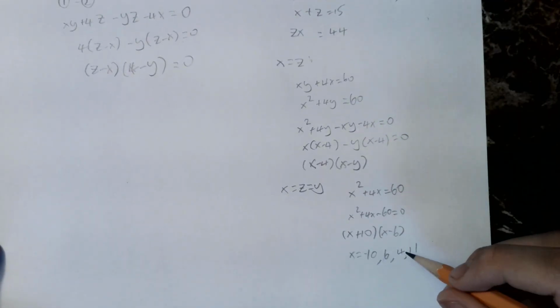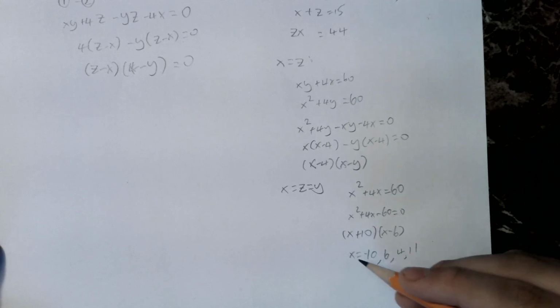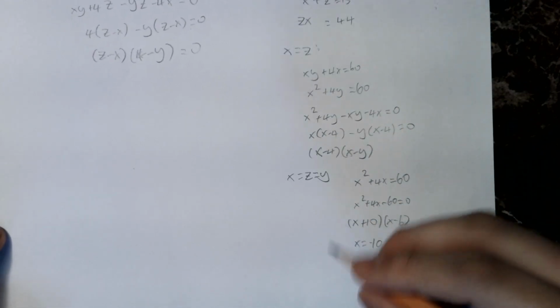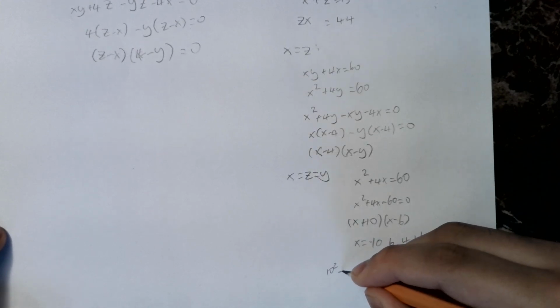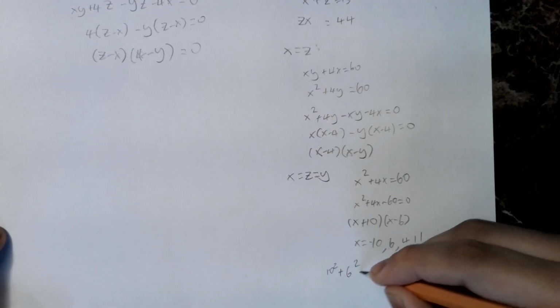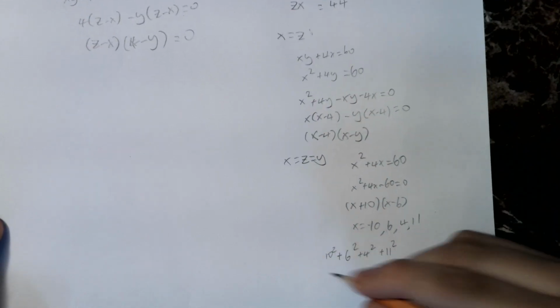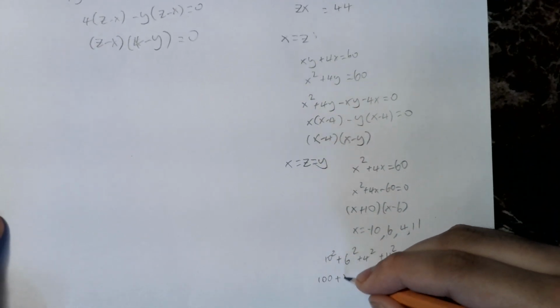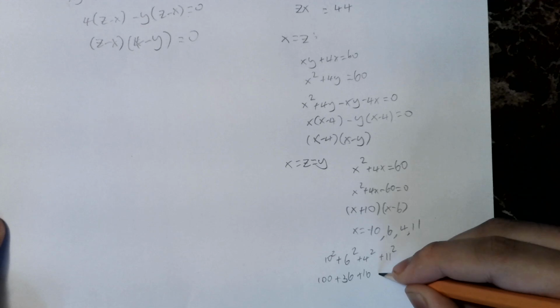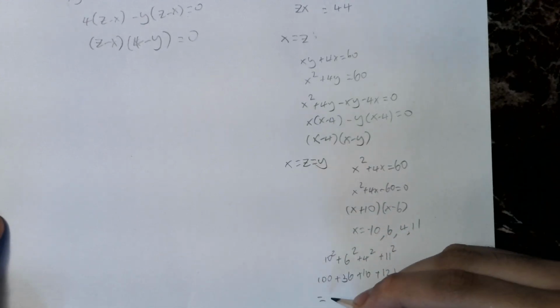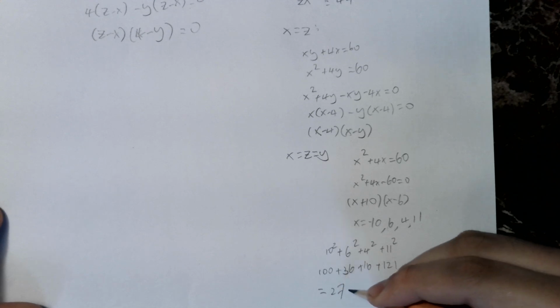So we need to find the sum of the squares of the elements of S, and this is S. So negative 10, 6, 4, and 11. So our answer should be equal to 10 squared plus 6 squared plus 4 squared plus 11 squared, which is also equal to 100 plus 36 plus 16 plus 121, which is equal to 273. So the answer to this question should be 273.